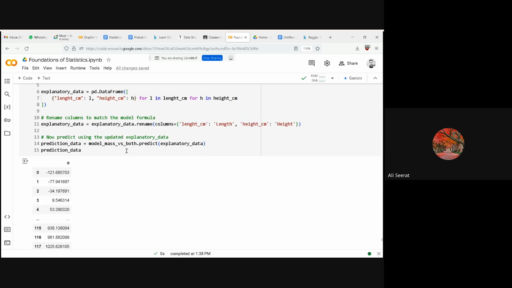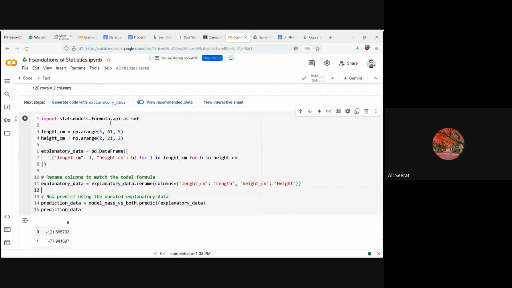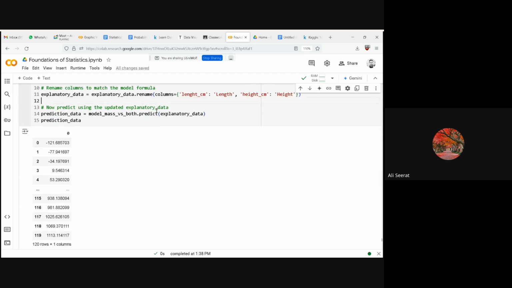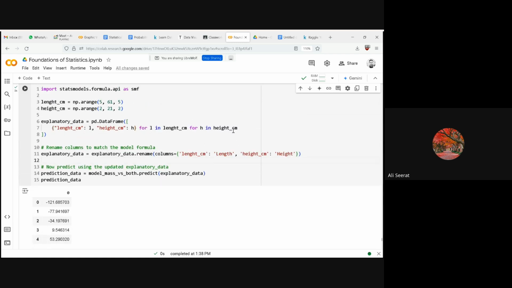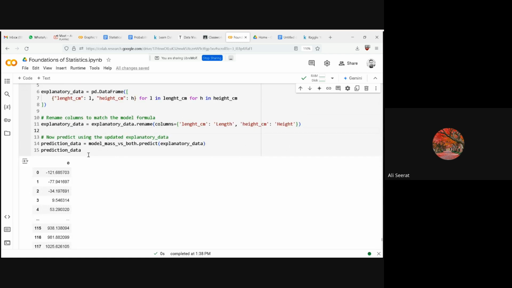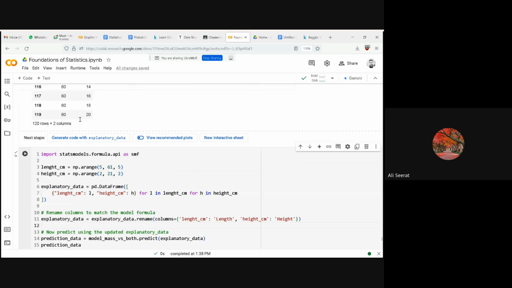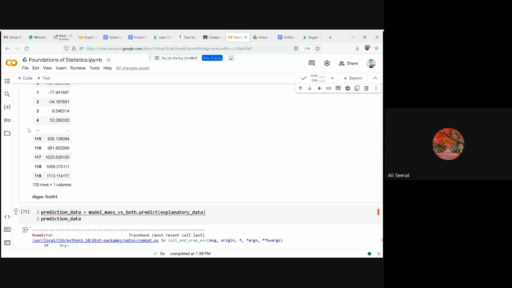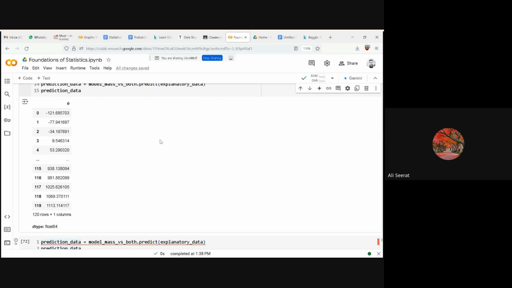This is the correct way that we did it. We developed a model, then based on the model we generated some new numbers. New numbers of what? Of length and height. Then we want to predict the mass of that specific fish.